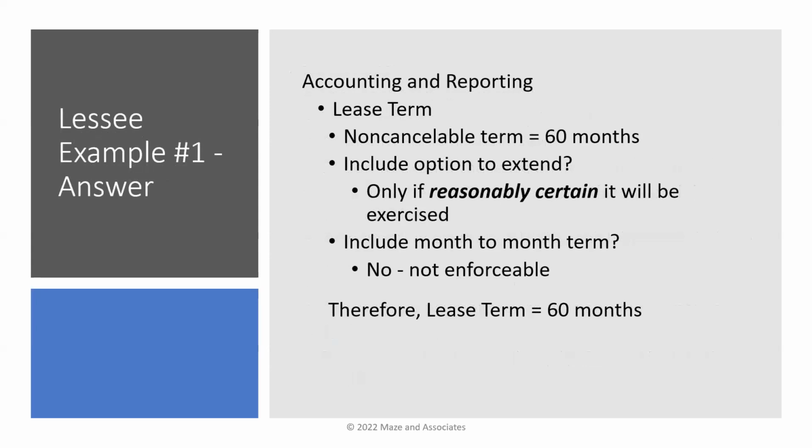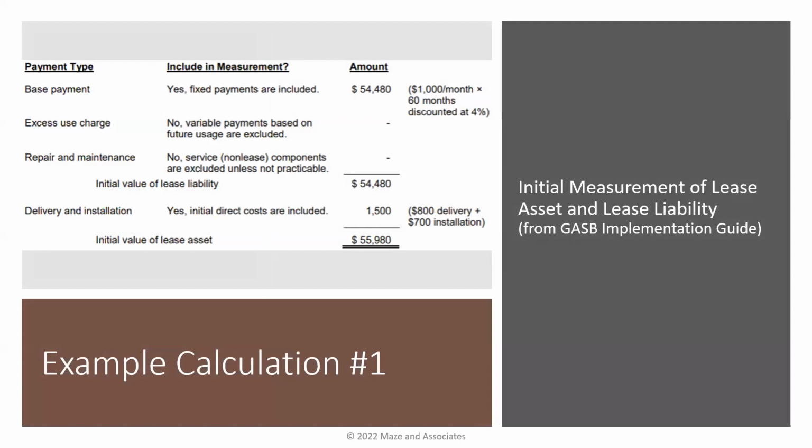So the lease term, the non-cancelable term, would be 60 months. Do you include the option to extend? Only if you're reasonably certain it will be exercised. We talked a lot about that. Do you include the month-to-month term? No, because it's not enforceable. So therefore, the lease term is 60 months. In this simple example, the calculation of the initial lease liability here is $54,480.